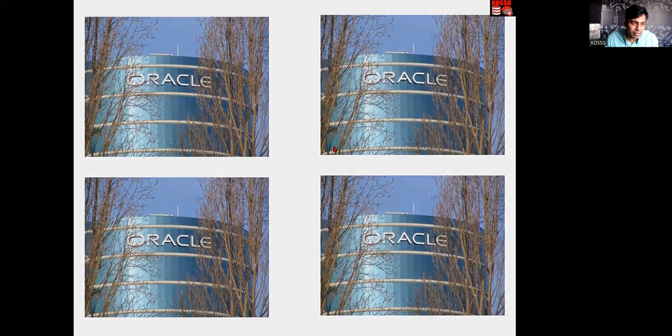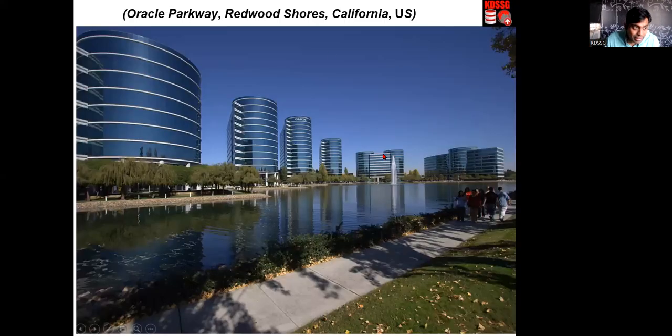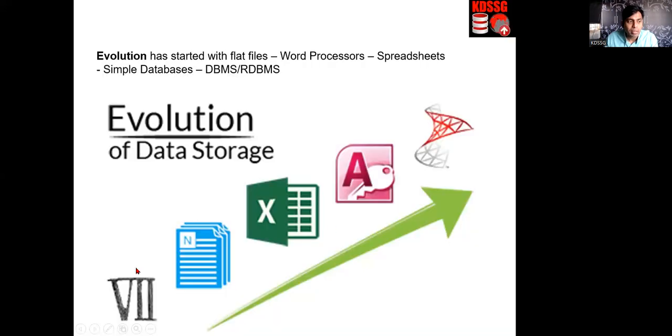Excuse me. This is a building in Bangalore. Oracle buildings are like that. Oracle is one company we should salute and appreciate, that from the beginning they have been on databases. Okay, done.